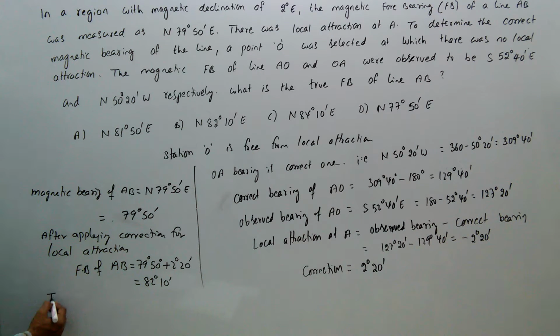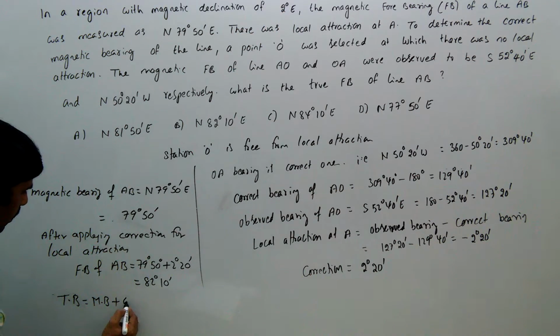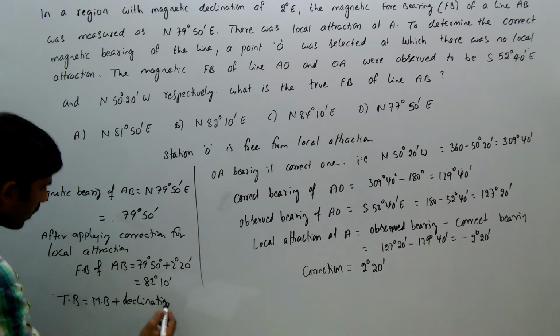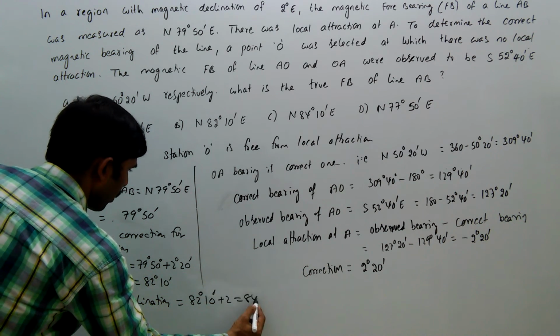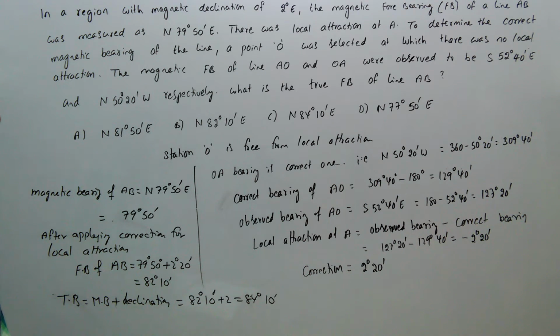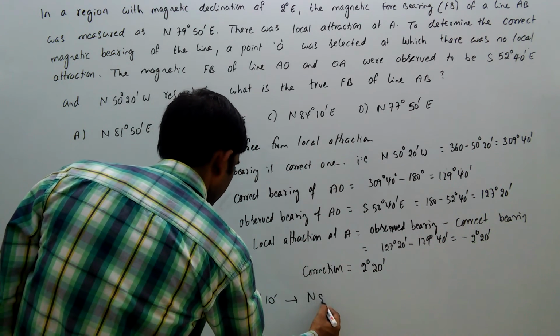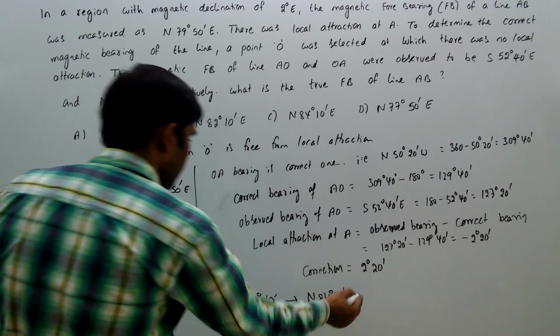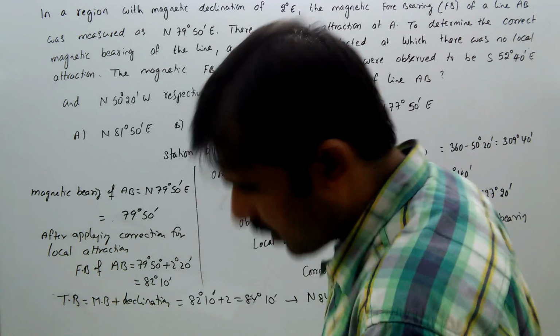So the true bearing equals the magnetic bearing plus declination, because the declination is 2 degrees east. That equals 82 degrees 10 minutes plus 2 degrees, that equals 84 degrees 10 minutes. That is nothing but north 84 degrees 10 minutes east, northeast quadrant, because 84 is less than 90. So option C is the correct answer.